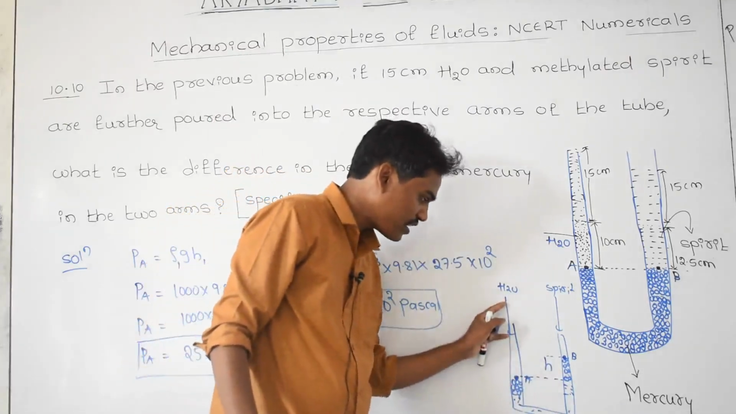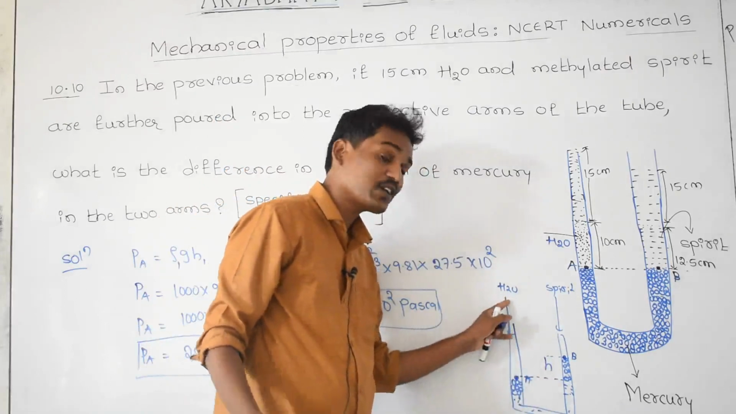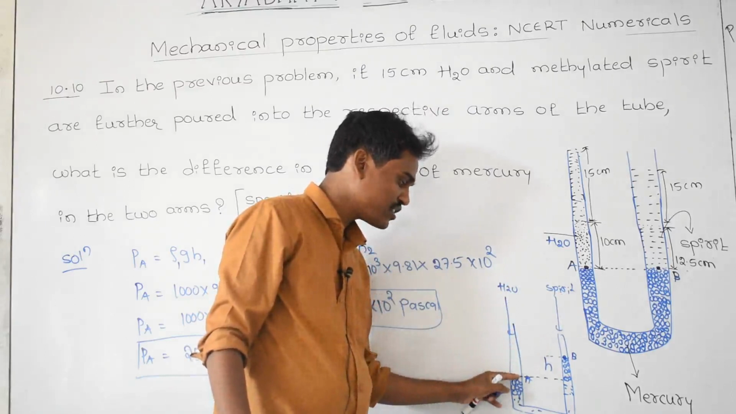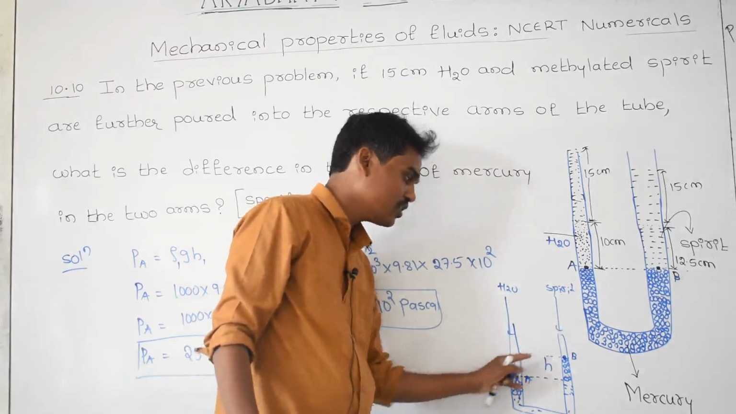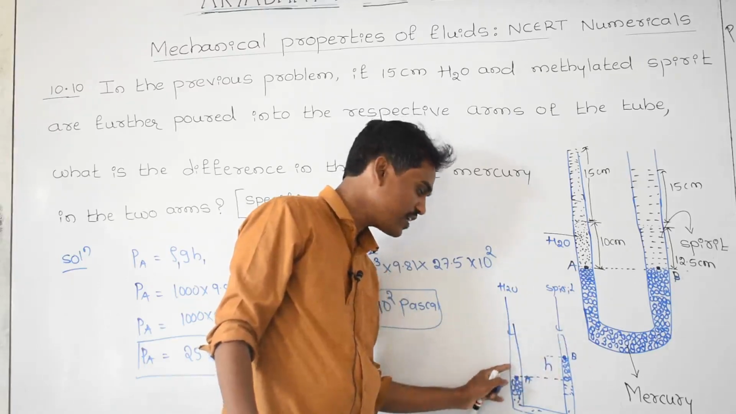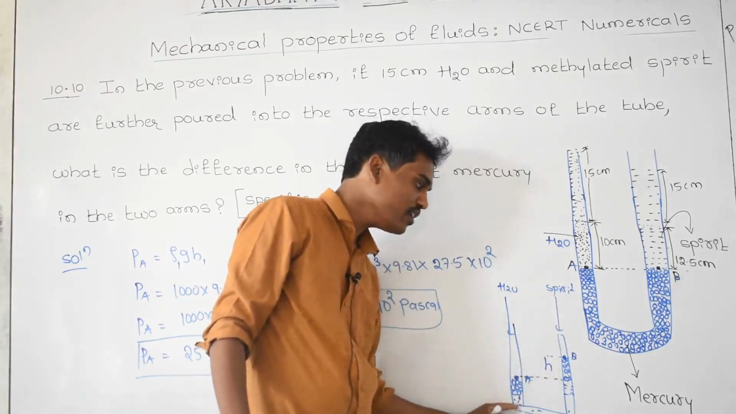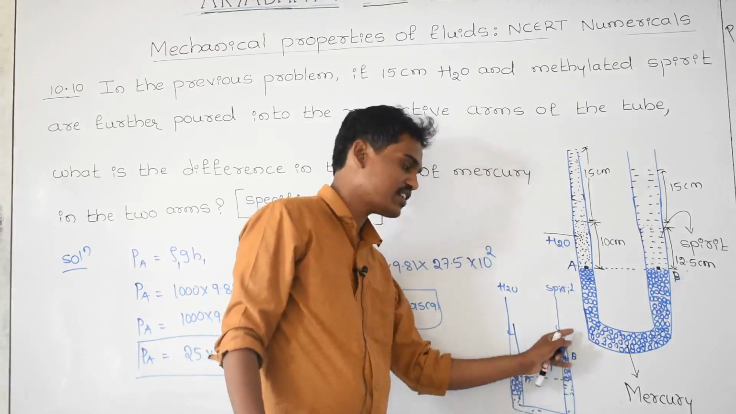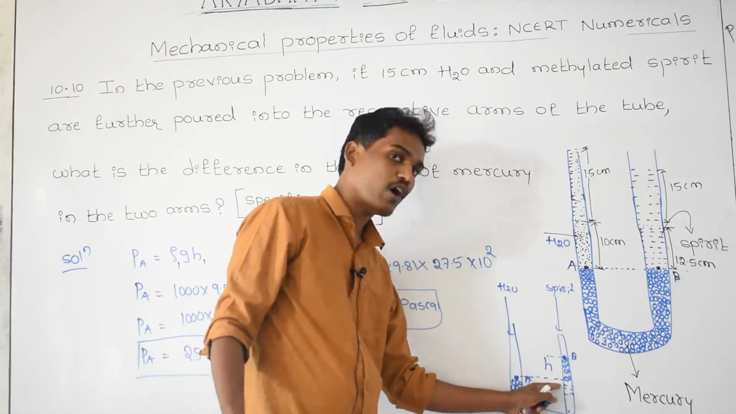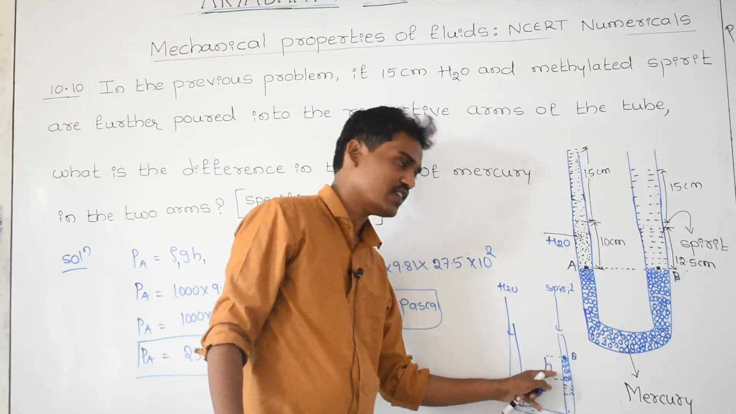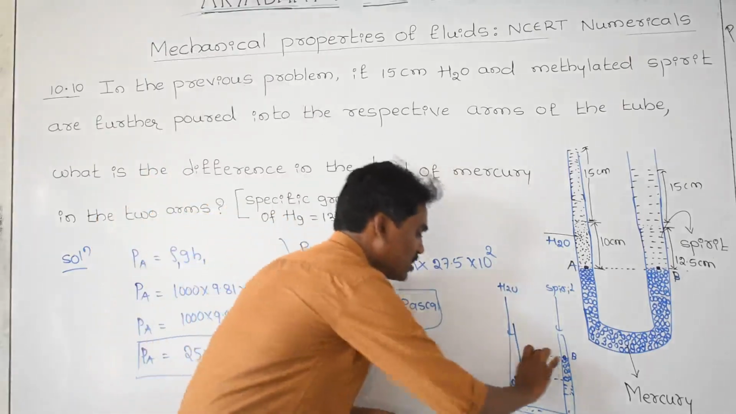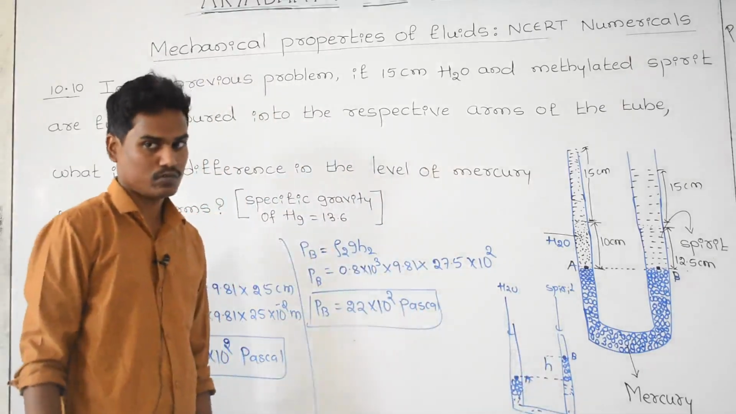Here the pressure by the water is more because the density of the water is more as compared with the density of the spirit. That's why there is more pressure on the mercury by the water and less pressure on the mercury by the spirit. That's why the level of the mercury falls down here, and the level of the mercury rises up here. Therefore there is a difference in the levels of the mercury, with some length, that is H. That H, the difference in the level of the mercury, you need to find out.